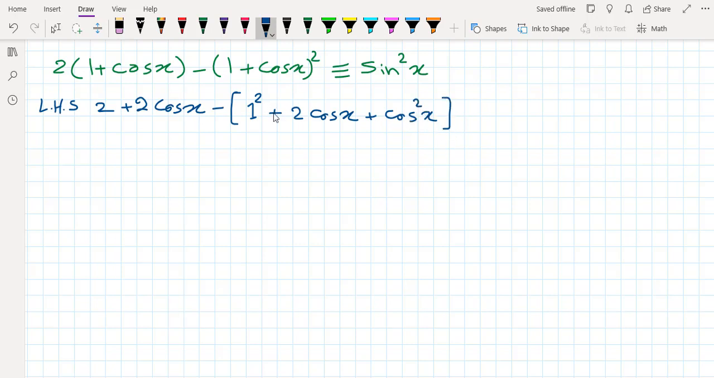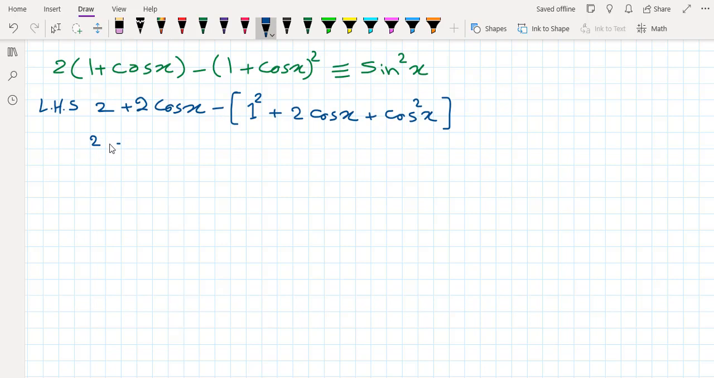Close this bracket. I'm going to say this again. First term squared. 2 times first times second, where the sign of the first and second decides plus or minus. Second squared. Now this minus will change all the signs here.